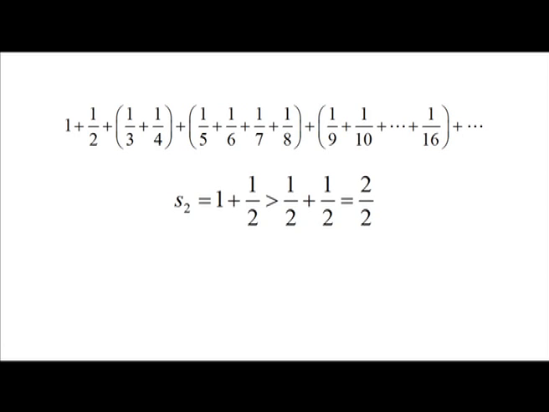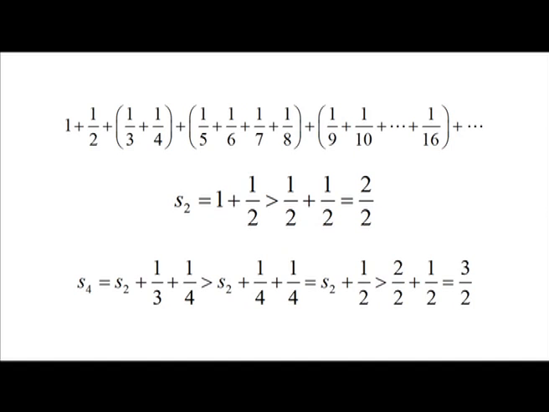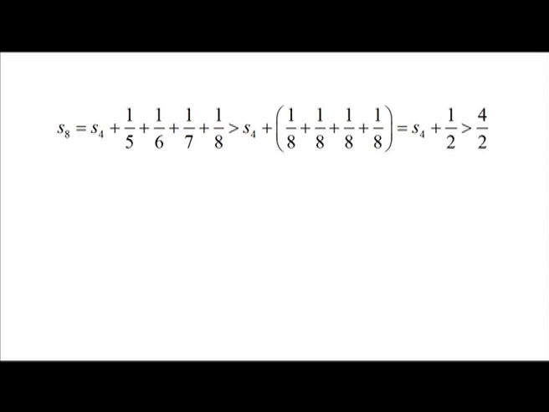We note that S_2 = 1 + 1/2 is equal to 2/2. S_4 = S_2 + 1/3 + 1/4 is greater than S_2 + 1/4 + 1/4, which is equal to S_2 + 1/2, greater than 2/2 + 1/2 = 3/2. S_8 = S_4 + 1/5 + 1/6 + 1/7 + 1/8, which is greater than S_4 + 1/8 + 1/8 + 1/8 + 1/8, which is equal to S_4 + 1/2, strictly greater than 4/2.